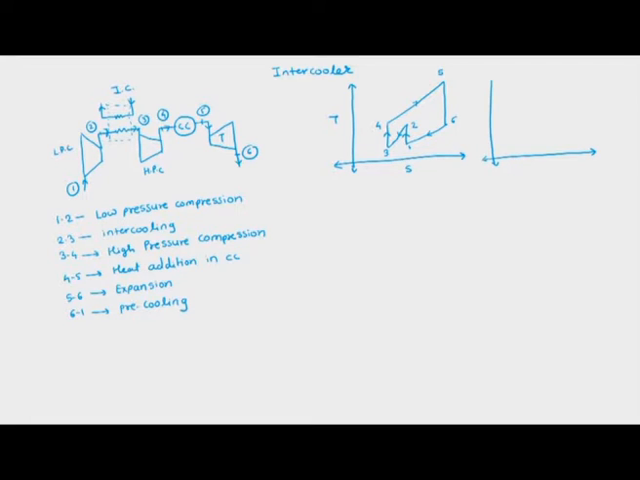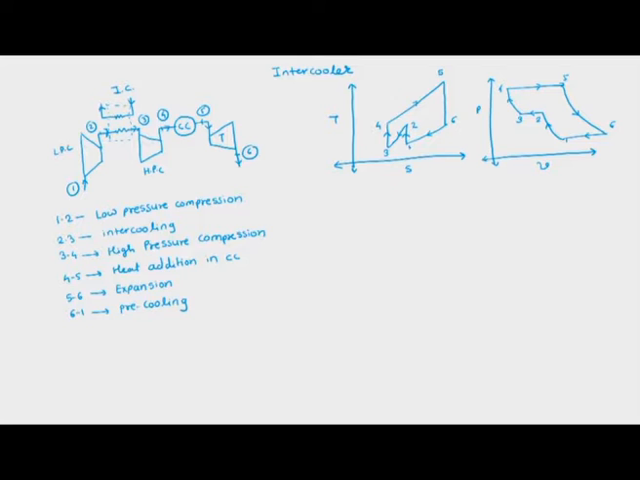Having said this, we can as well draw the PV diagram, where we will have 1 to 2 as isentropic compression, 2 to 3 is isobaric heat rejection, 3 to 4 is isentropic compression, 4 to 5 is isobaric heat addition, 5 to 6 is isentropic expansion in the turbine, 6 to 1 is pre-cooler process for closed cycle gas turbine power plant. So this is the TS and PV diagram.